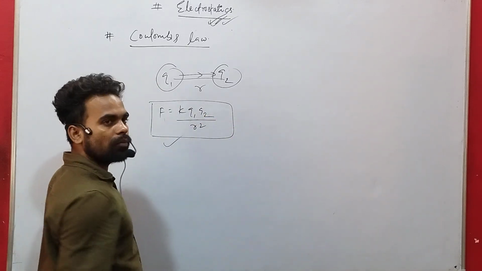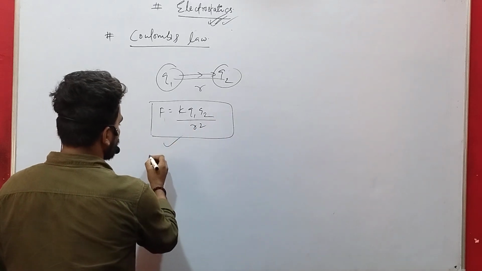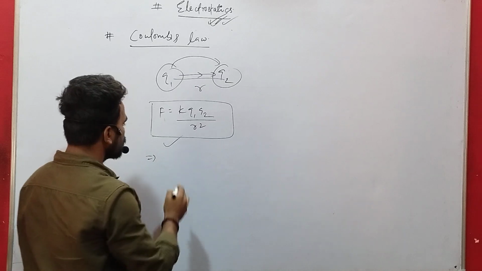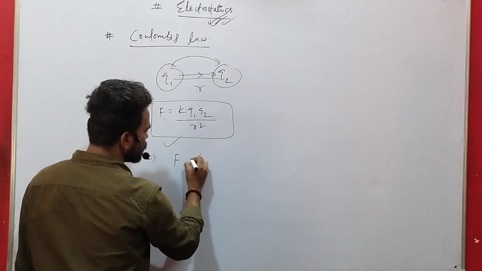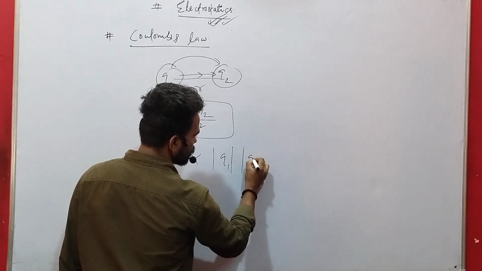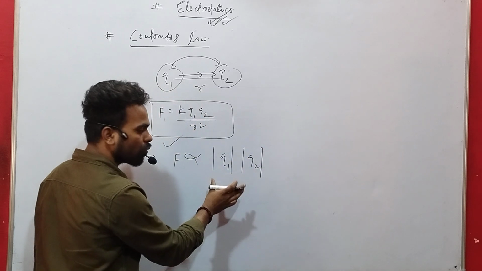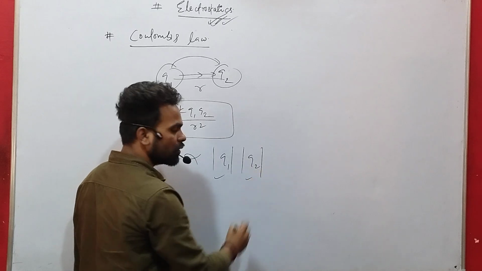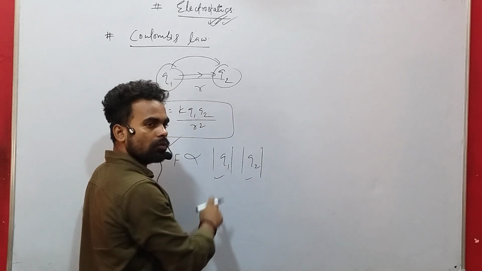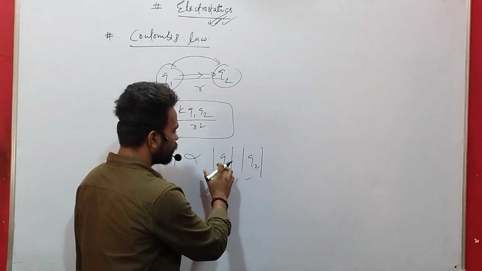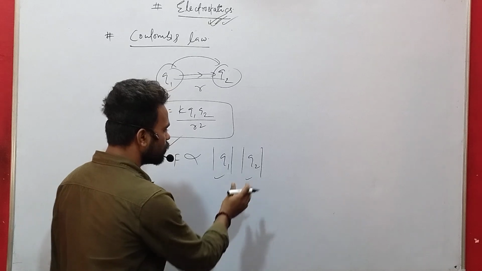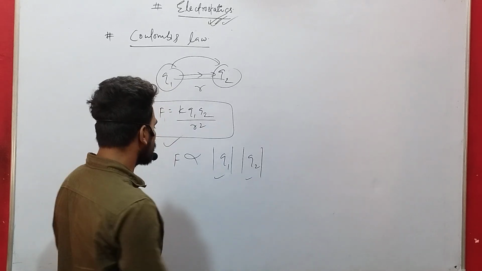How to generate this formula? In the general form, the force is experienced by each of the charges. The force of attraction is directly proportional to the magnitude of charges. Here we take the product of both. The meaning of magnitude: the negative sign is removed and the value is positive. This is the mod function, known as magnitude.